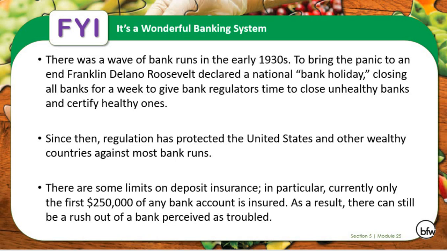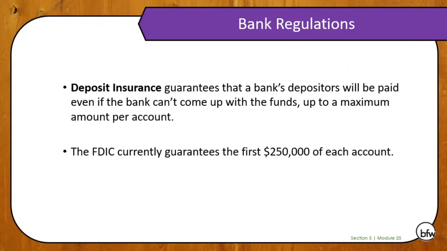There still are a couple that happen every now and then, but for the most part we're good because of the Federal Deposit Insurance Corporation, which guarantees that the first $250,000 of any bank account is insured. As a result, there could still be a rush on banks, but they don't happen very much anymore.